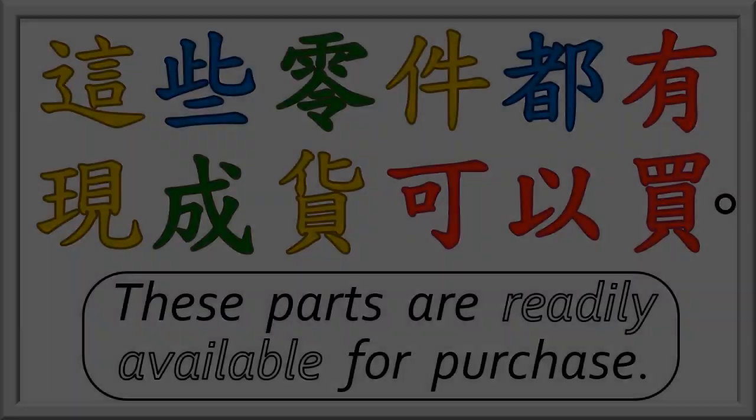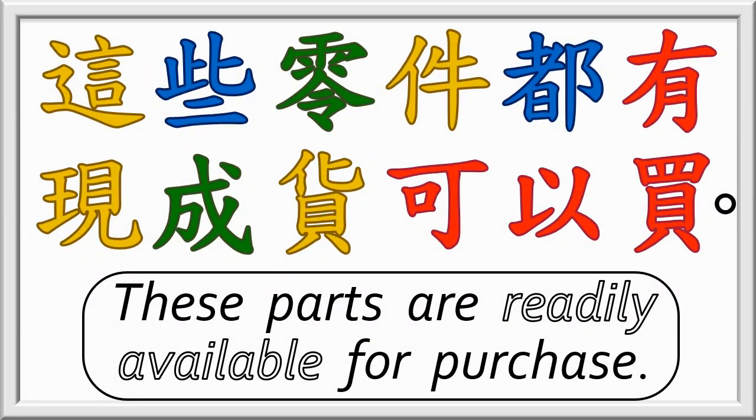If 成 means finished or complete, 现成 would be something ready-made, or an article of clothing purchased off the rack, rather than custom-made or special-ordered. 这些零件都有现成货可以买. These parts are readily available for purchase.